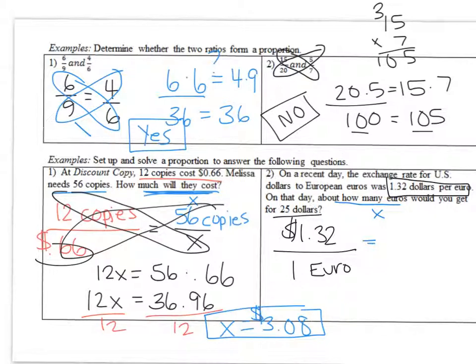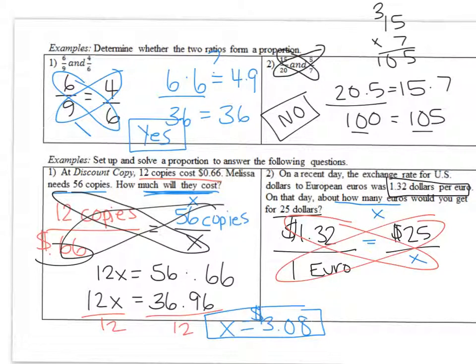So we're going to put our $25 on the top because we're keeping our money on the top. And the X, euro, is going to be on the bottom. So I'm going to set the cross products equal. So it's going to be 1.32x equals 25. So to solve for x, you have to divide each side by 1.32.